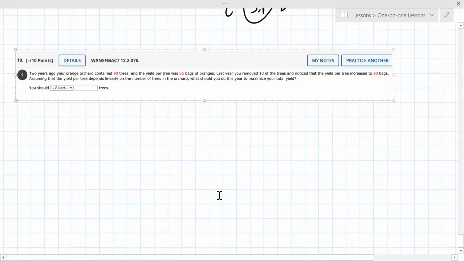Okay, 2 years ago, your orange orchard contained 90 trees, and the yield per tree was 85 bags of oranges. Last year, you removed 10 trees, so that means that there were 80, and the yield per tree increased to 90. Assume that yield per tree depends linearly on the number of trees in the orchard. So that's like saying this is X, this is Y, this is X, this is Y.